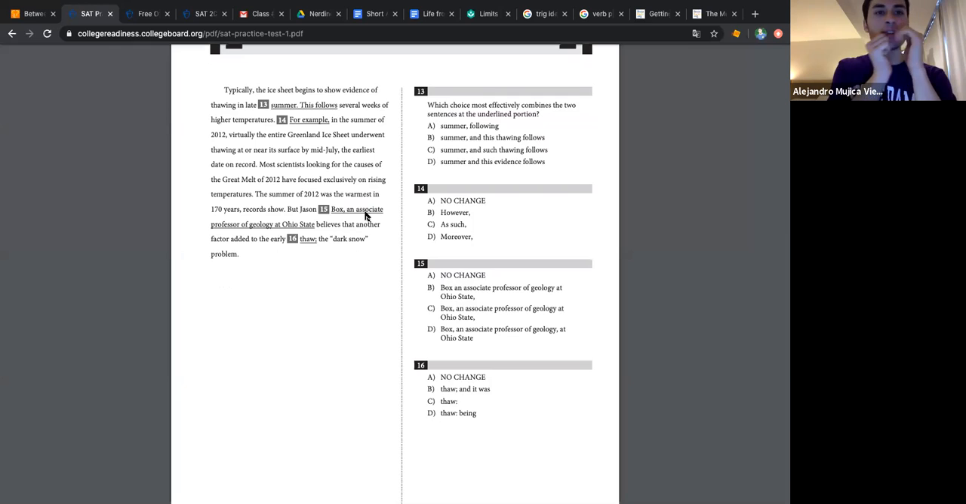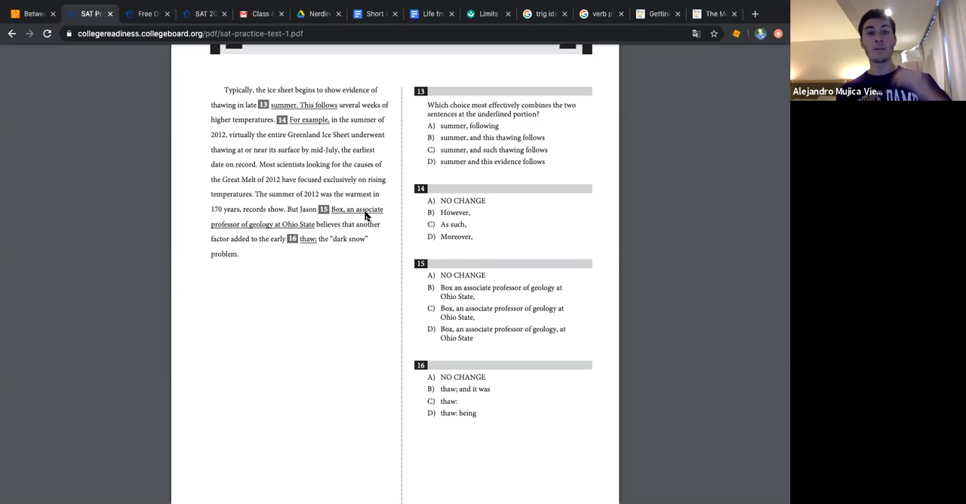14, transition choice. So okay, let's look at what comes before, what comes after. Typically, blah blah, the record shows evidence of thawing following weeks of higher temperatures. That's what we keep in mind from the previous sentence. And then, for example, in the summer, virtually the entire Greenland underwent thawing at or near its surface by mid-July, the earliest date on record.